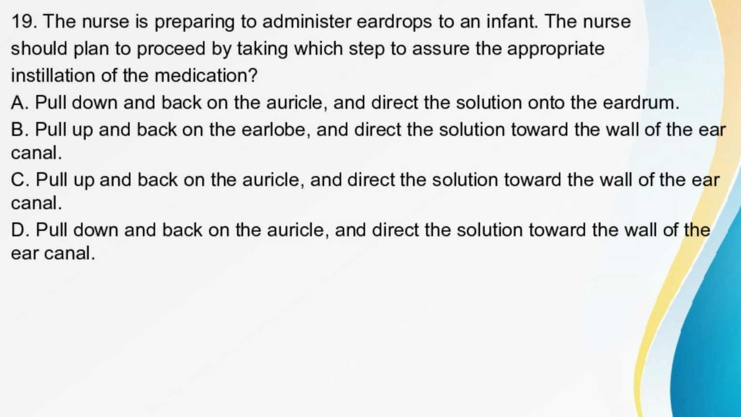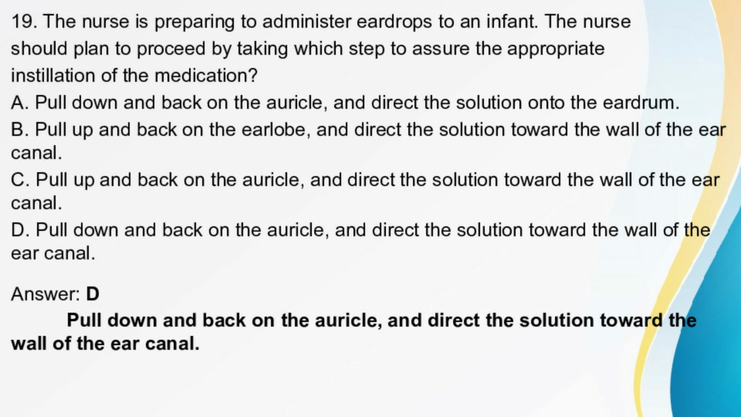Question number 19. The nurse is preparing to administer eardrops to an infant. The nurse should plan to proceed by taking which step to assure the appropriate installation of the medication. A. Pull down and back on the auricle and direct the solution onto the eardrum. B. Pull up and back on the earlobe and direct the solution toward the wall of the ear canal. C. Pull up and back on the auricle and direct the solution toward the wall of the ear canal. D. Pull down and back on the auricle and direct the solution toward the wall of the ear canal. Answer: letter D. Pull down and back on the auricle and direct the solution toward the wall of the ear canal.